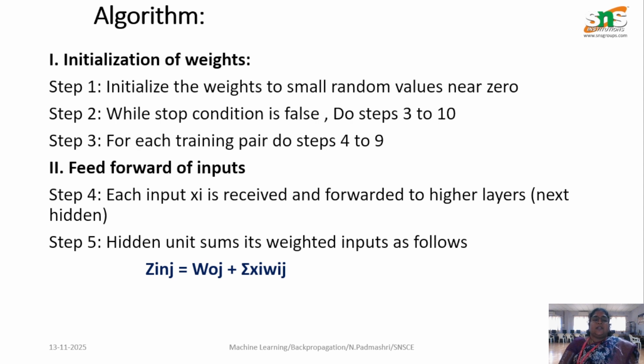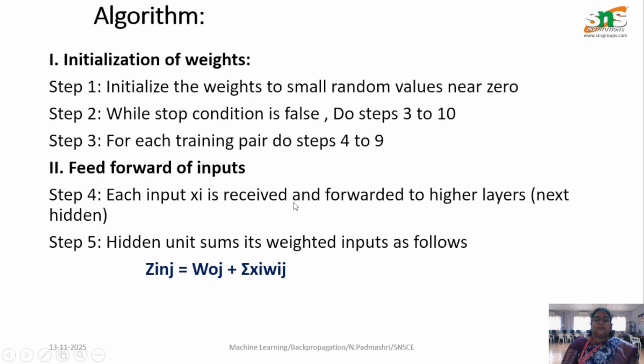The steps, as I already told you: initialization of weights is the first step. Step 1, initialize the weights to small random values, and while the stopping condition is false, repeat steps 3 to 10, and for each training pair, steps 4 to 9. Feed forward of inputs is the second step, and each input is termed as xi.